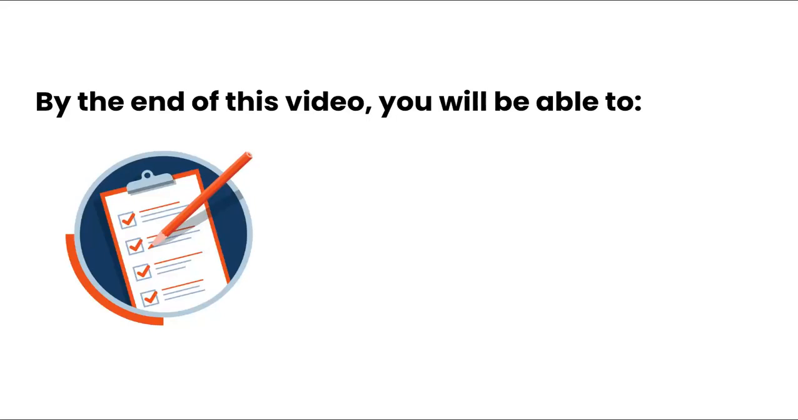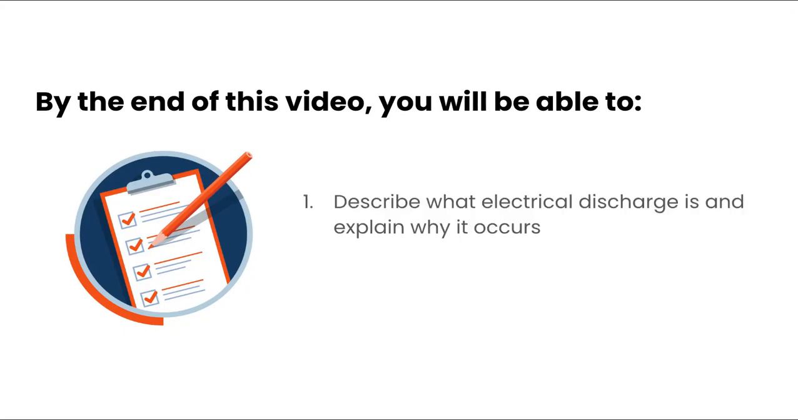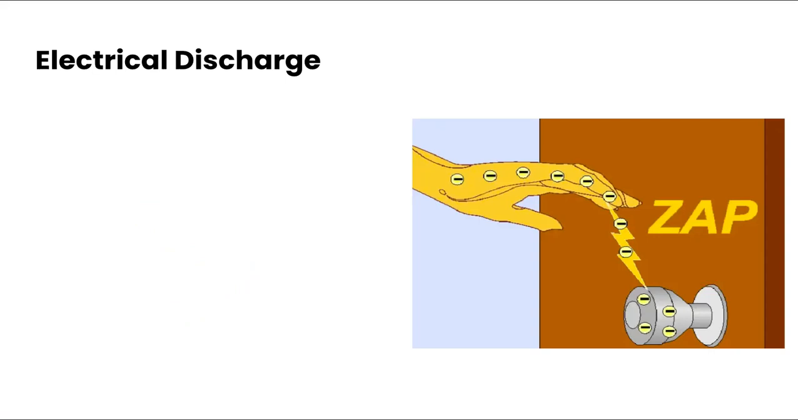In this video, we're going to take a look at electrical discharge and some real world examples. By the end of this video, you're going to be able to describe what electrical discharge is and explain why it occurs. And you're also going to be able to explain how lightning, a really great example of electrical discharge, occurs. So, let's just get right into it.